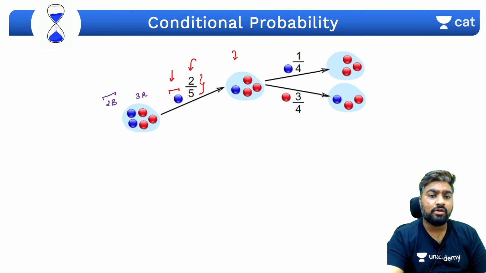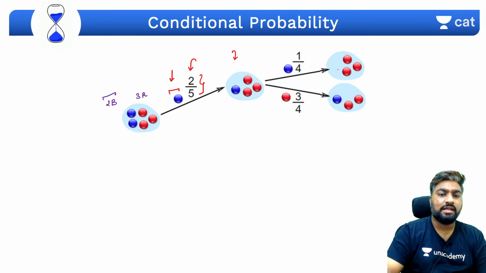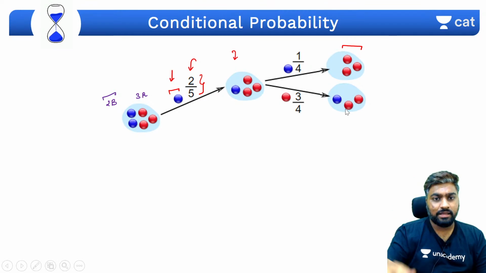Moreover, if you further pick another blue ball, there will only be 3 red balls left. So what will the probability be that the third ball is also blue? 0. There is no blue here. But what will be the probability that the next ball picked up will be red? That will become 2 out of 3. So this will keep branching out.